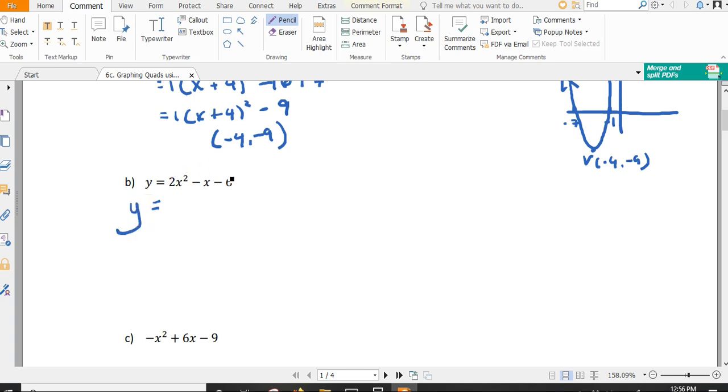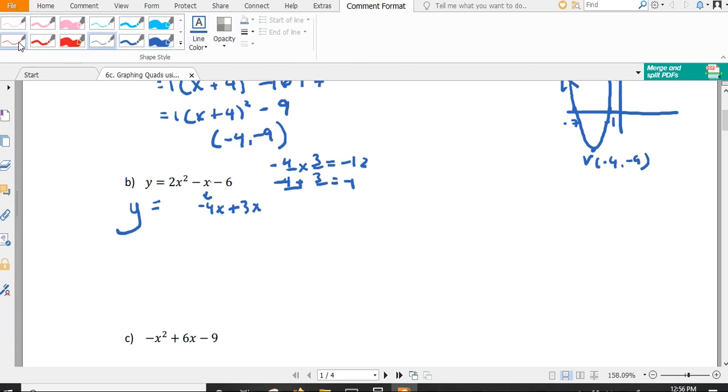In this case, I need two numbers that will multiply to give me negative 12, but add to give me negative 1. Which is going to be 4 and 3, but it should be a negative 4, because negative 4 plus 3 is negative 1. So then I could split this negative x into negative 4x plus 3x, and copy the rest of the equation down, which is 2x squared minus 6.